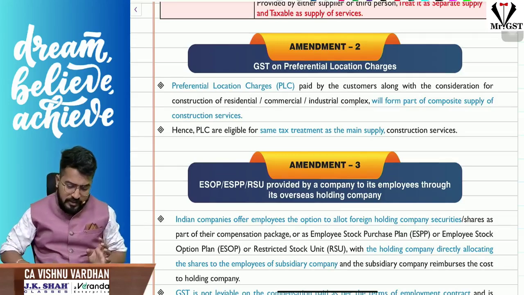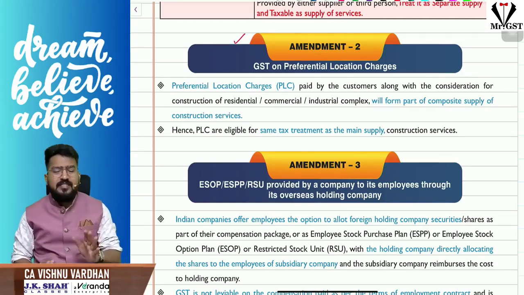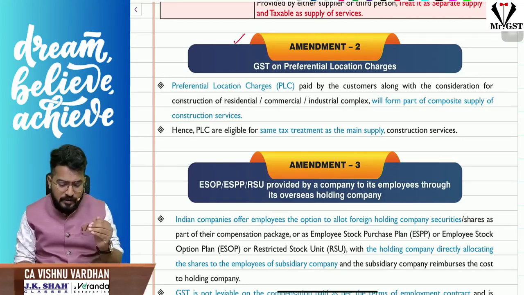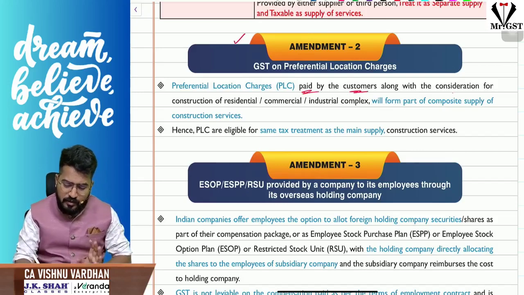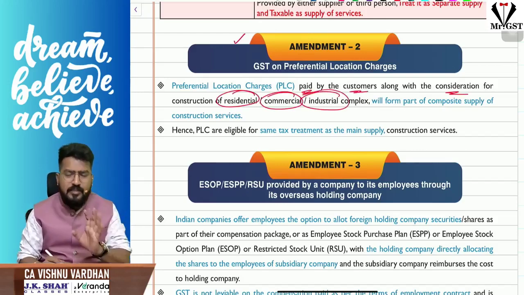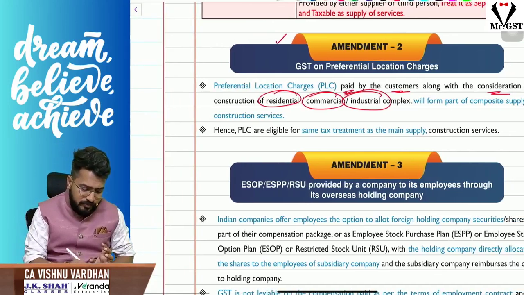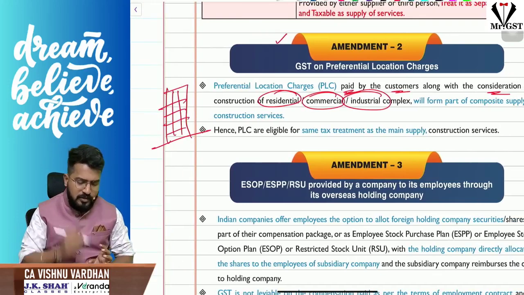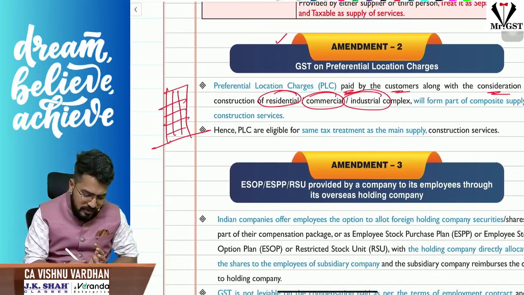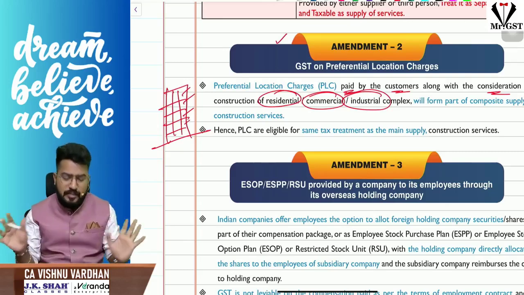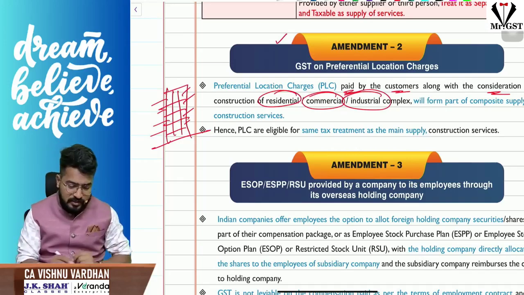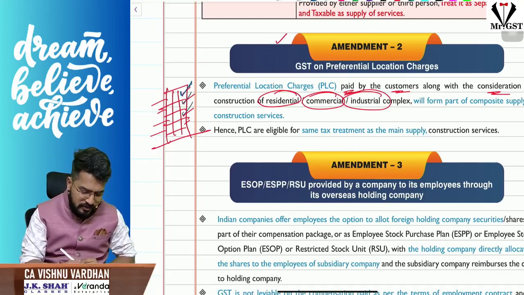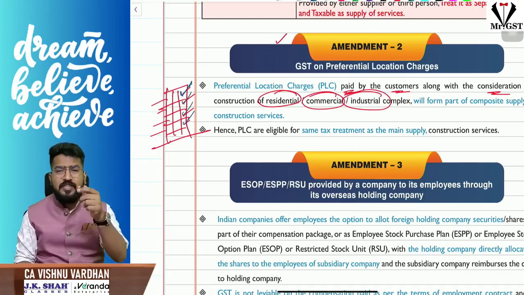Next, a very small amendment regarding GST on preferential location charges. Please understand, what are these preferential location charges? They are talking about when you are paying a consideration for getting a residential, commercial or industrial complex. For example, this is a residential complex. These side flats are east facing with good sunlight, good ventilation, all that. These side flats are west facing, so you don't get the sunrise feeling; you can see only sunset. If you want to see sunrise, you have to purchase these flats. Here, if you want these flats, you have to pay some 10 lakhs extra, let us assume.